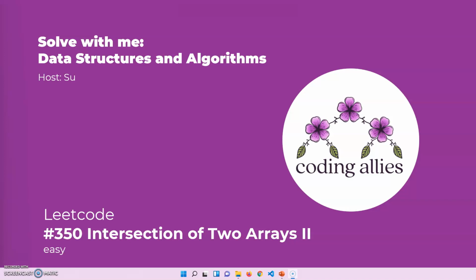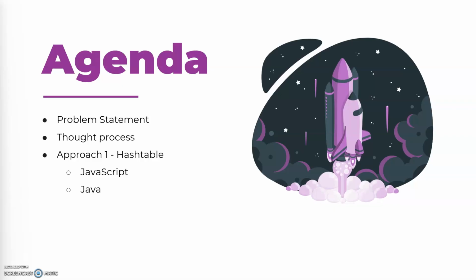I'm your host, Sue. Today, we are going to solve this Leetcode 350 intersection of two array. This is the agenda for this video. First, I'm going to read through the problem statement and then go through the thought process. After that, I will go through approach 1 using the hash table and then walk through the code both in JavaScript and Java.